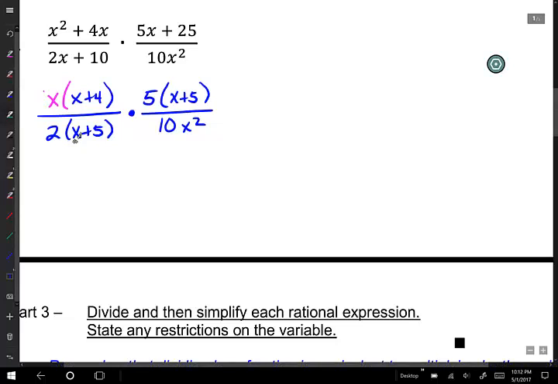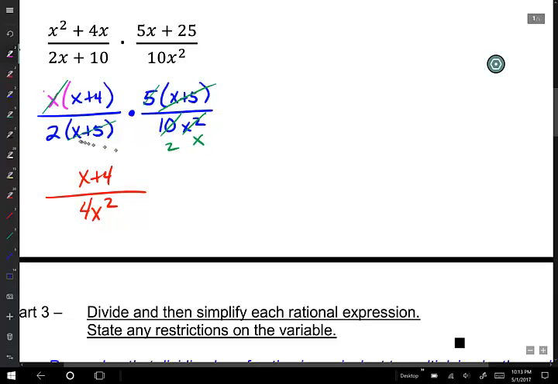Fairly obvious, I think, that the x plus 5's cancel. The 5 and the 10 cancel to a 2. The x and the x squared cancel to an x. That leaves the numerator with x plus 4, and that leaves the denominator with 4x squared. Please realize that the 4 in the numerator and the 4 in the denominator do not cancel because they're connected with a plus on the top and then on the bottom with the times.